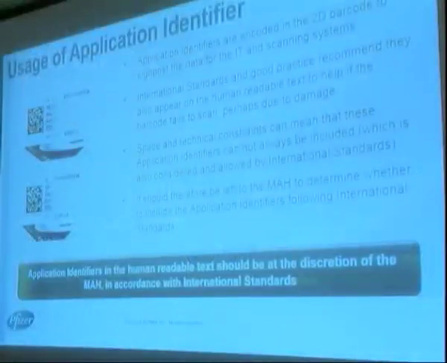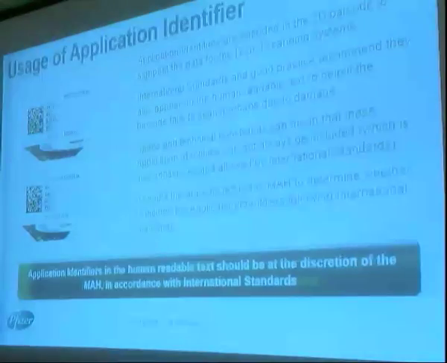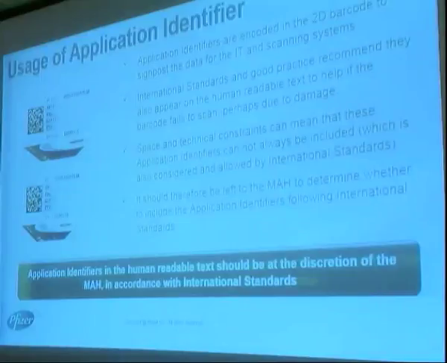But we know also that regulation allows or obliges us to put a fixed prompt, like SN for serial number or EXP for the expiration date. In the example you see here on the screen, if we have a large box, it's not an issue, we can put both: EXP and then after it the application identifier. But if you have a small box, again, you are facing a physical space issue. You don't have the space at all to put all the information.